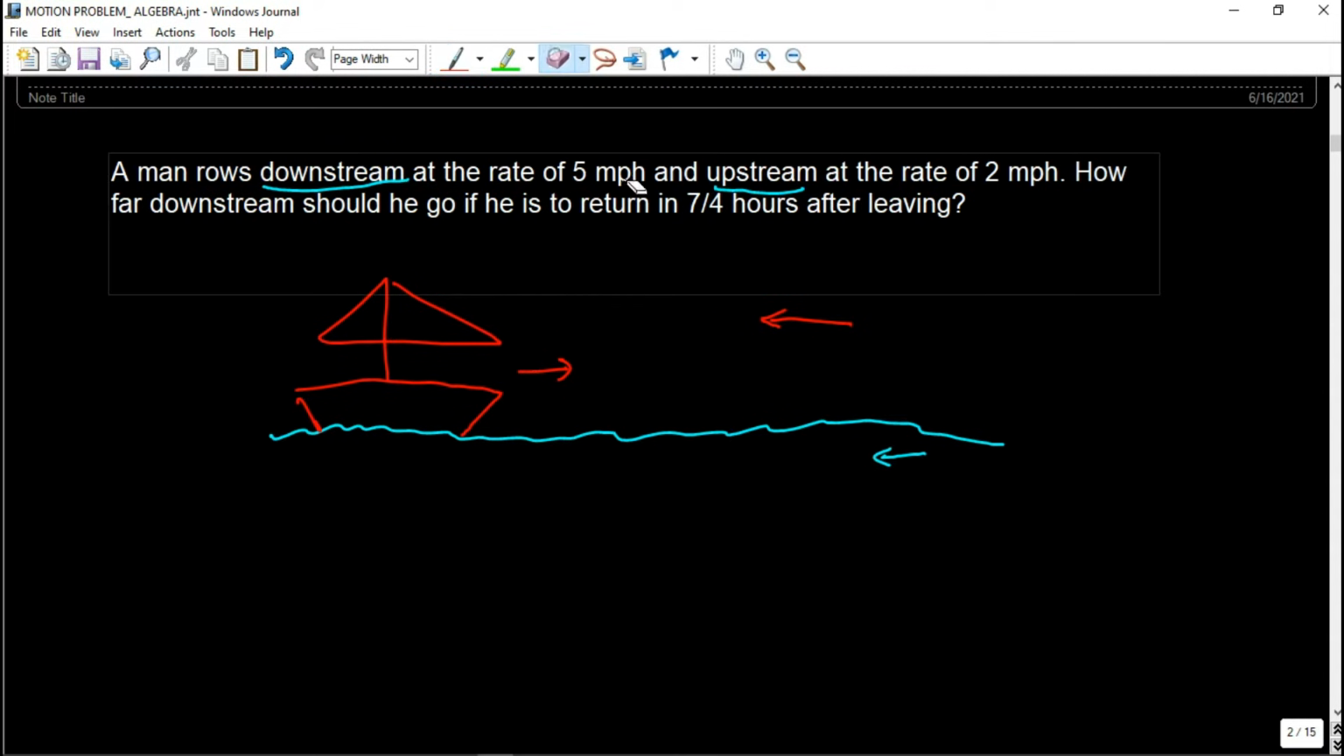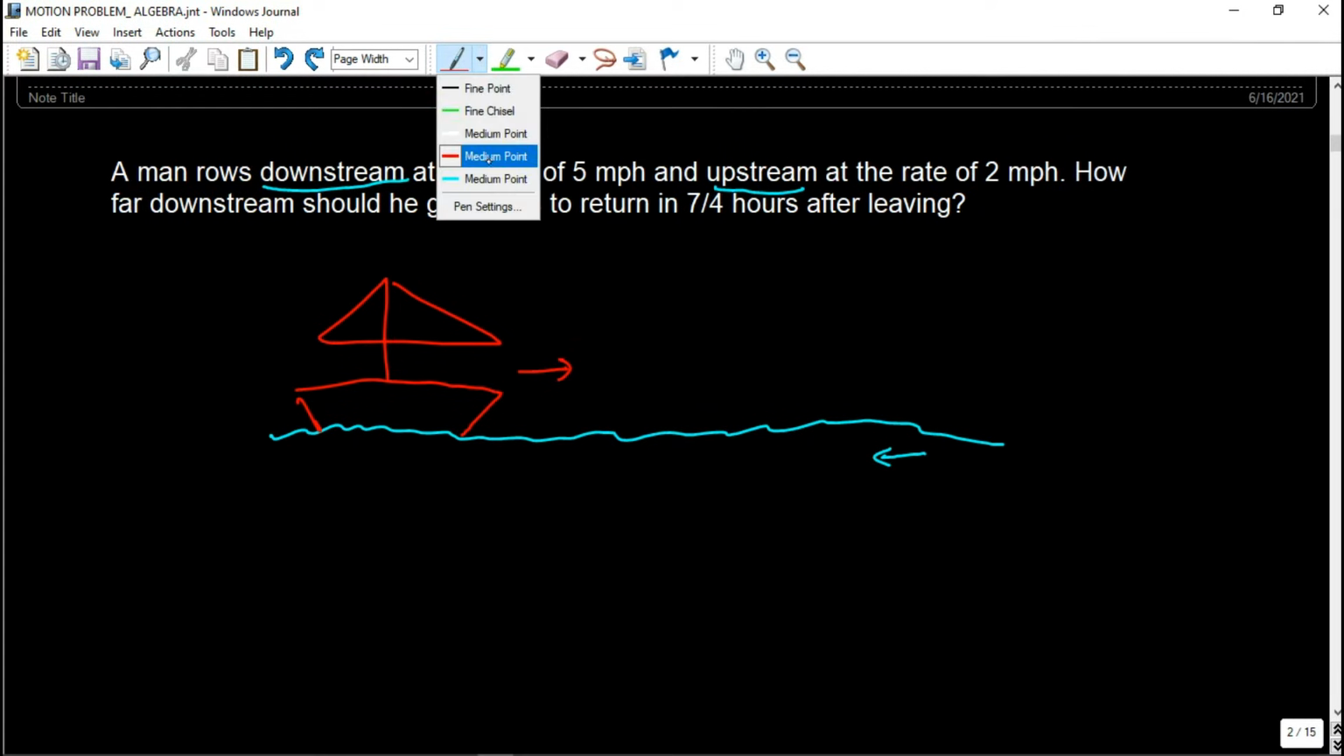Okay, that's the analysis. It says here the rate downstream, so the boat should be going this way on the return. This is its initial position, and this is the final position. Then, after it reaches the final position, it goes back to its initial position.